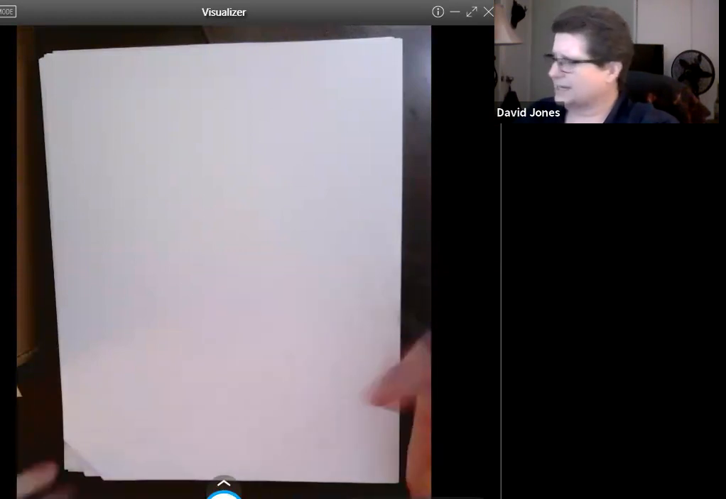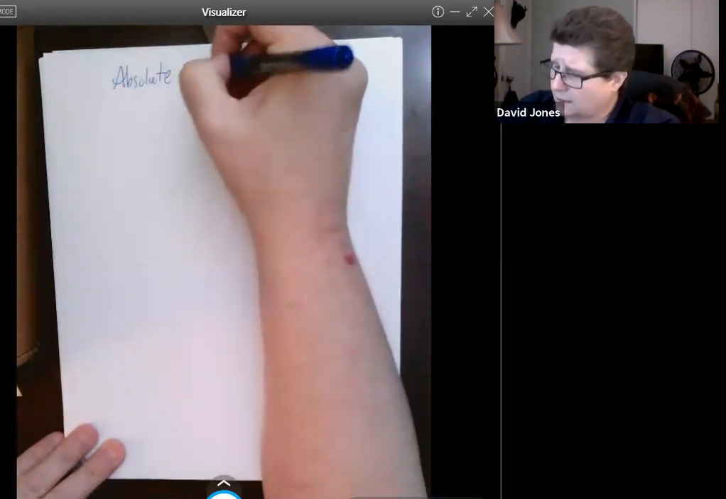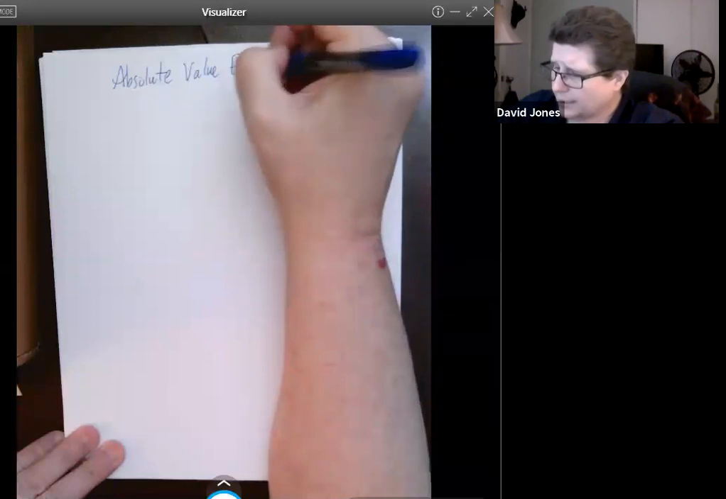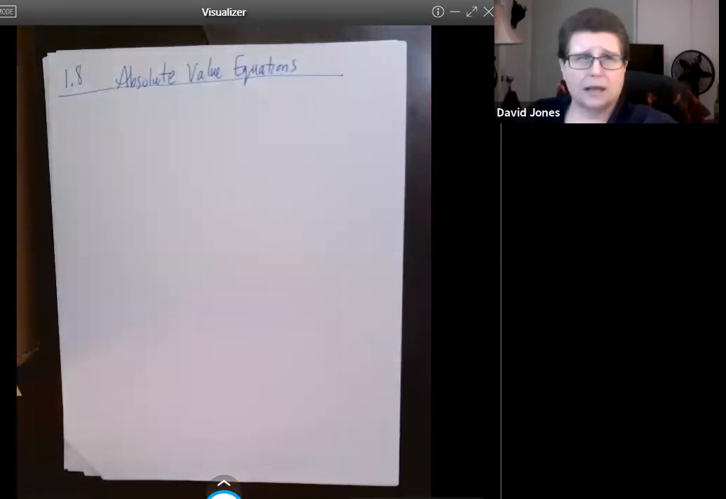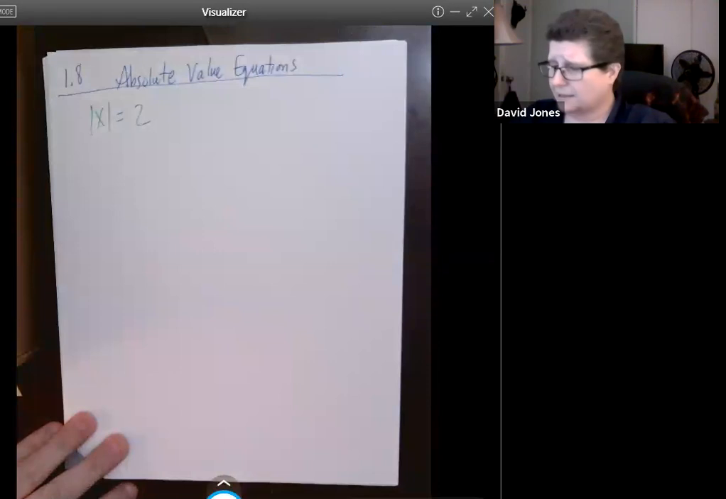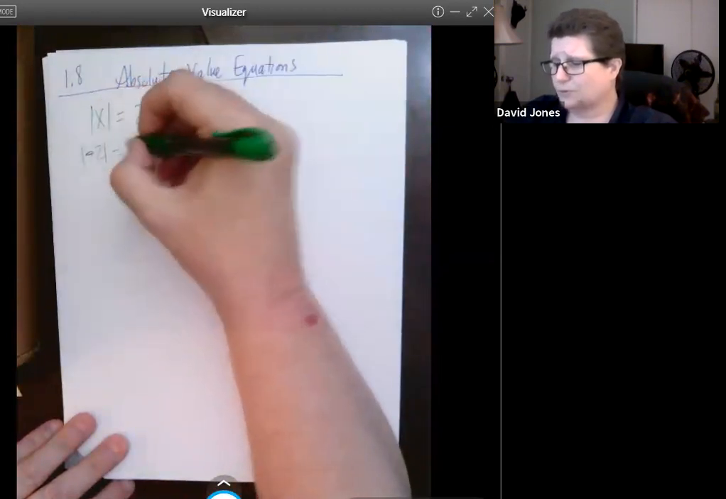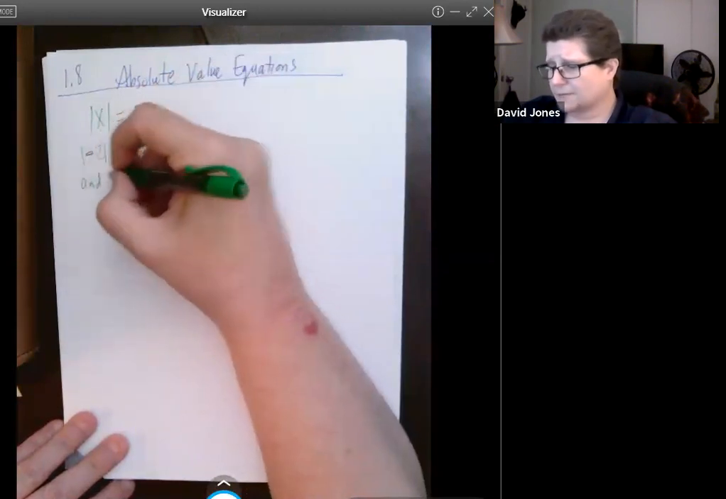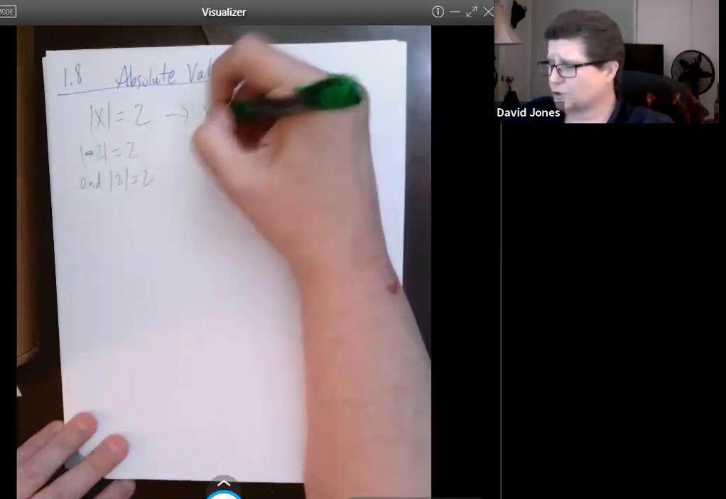What we're working on today is absolute value equations, and in our book, that is section 1.8. So what are absolute values? Let's say the absolute value of x equals 2. -2, if I take the absolute value of it, equals 2. And the absolute value of +2 equals 2. The absolute value of x equals 2 means x equals 2 or -2.